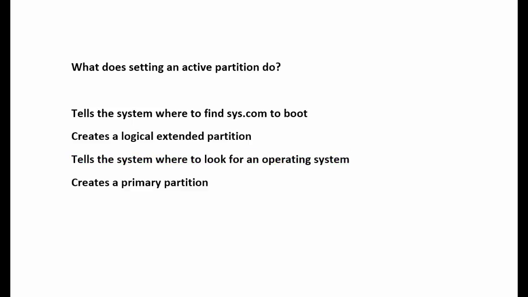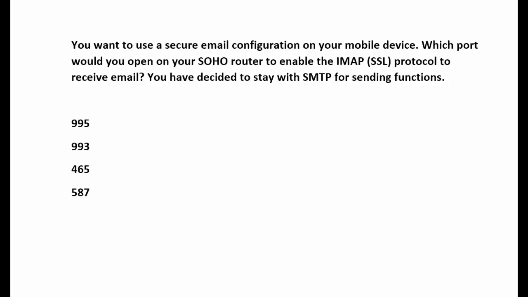Here's the next one. You want to use a secure email configuration on your mobile device. Which port would you open on your SOHO router to enable the IMAP SSL protocol to receive mail? You decided to stay with SMTP for sending functions. Traditionally, email was received using POP or POP3. The trend is now towards IMAP for receiving and SMTP to send. As the question states, your focus is on the secure IMAP port.